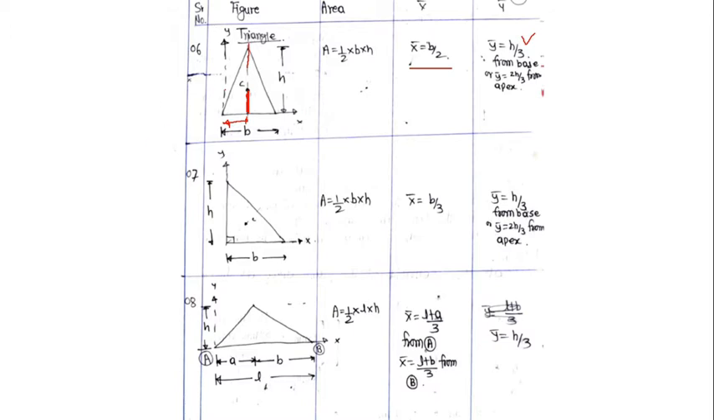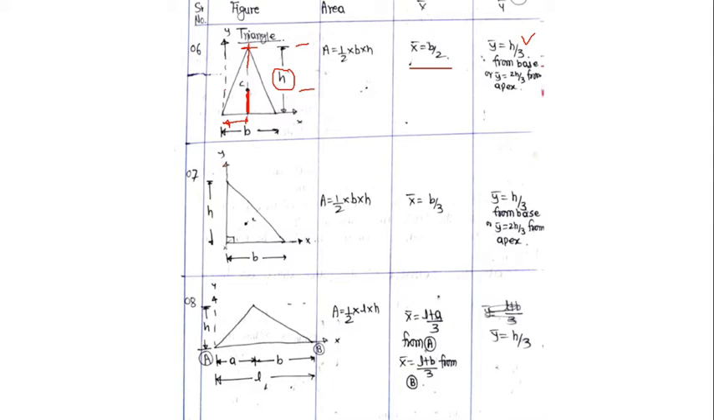If you are measuring the centroidal distance from any one side of the triangle, then it will be equal to 1 by 3 of the parallel dimension, which is h. If you are measuring it from the apex point, it will be equal to 2 by 3 into the parallel dimension h. Now, here x bar is b by 2, y bar is h by 3.